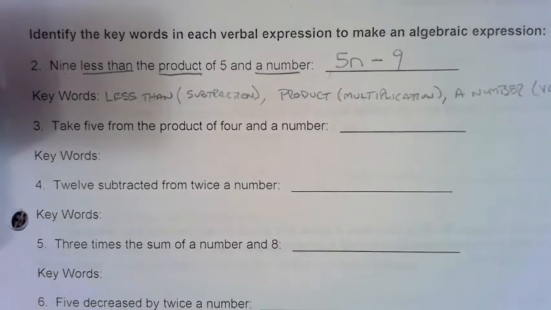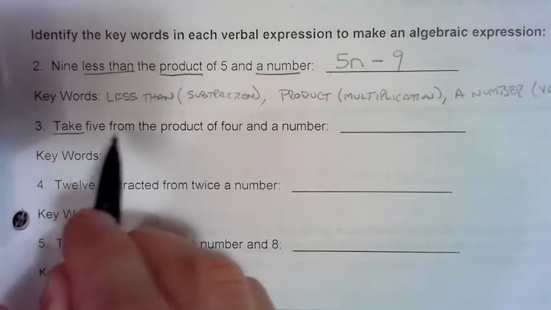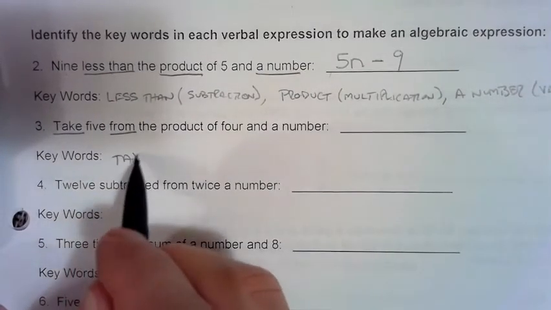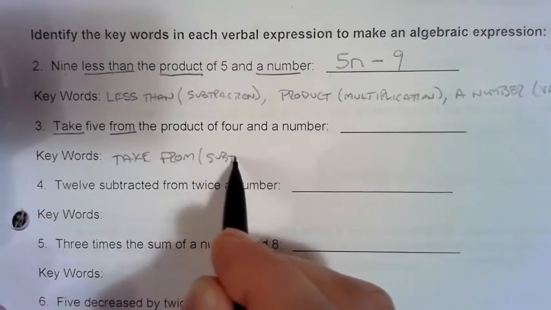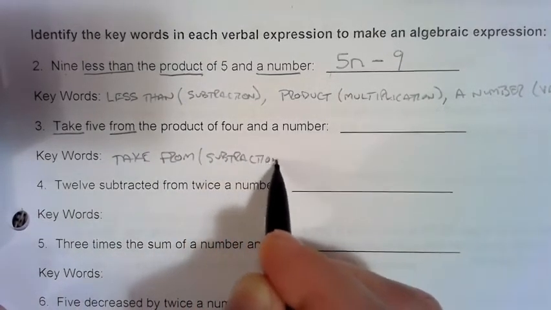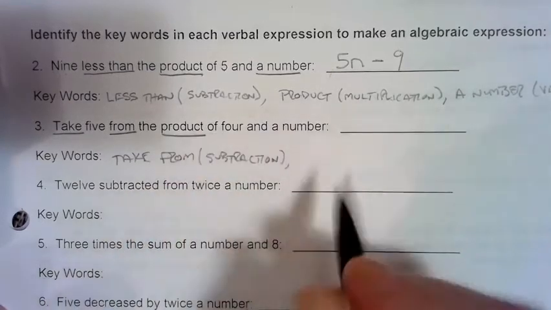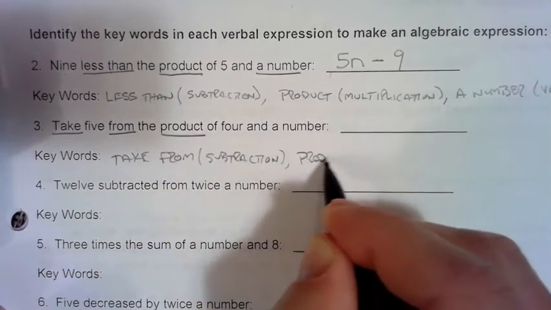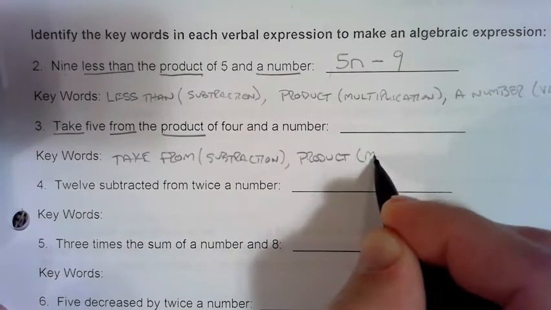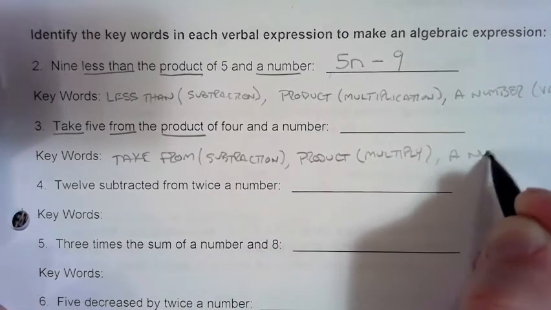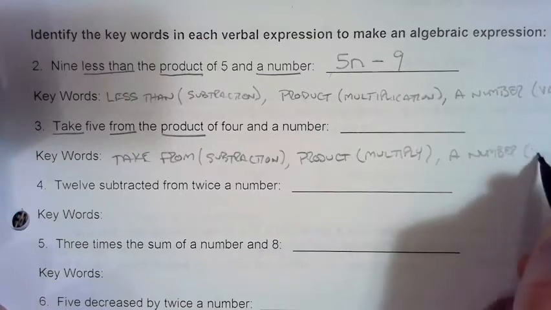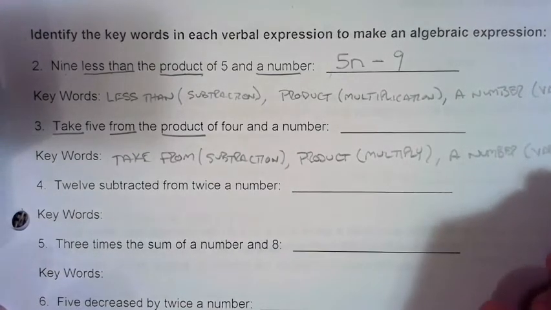In example 3, take 5 from the product of 4 and a number. So let's identify our key words. When they say take from, once again, that's going to be subtraction. Then I have product. Product, once again, means to multiply. And, of course, a number. A number, again, is our variable.